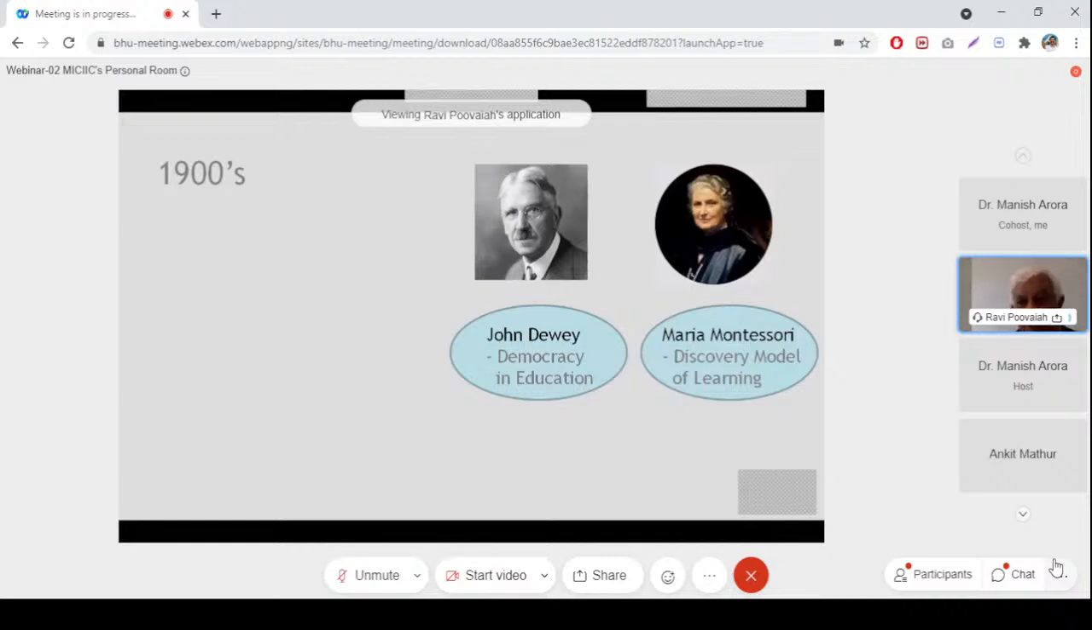The second was Maria Montessori, and she developed a way of learning which was through discovery.